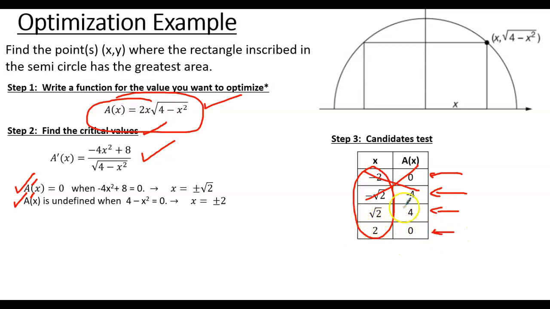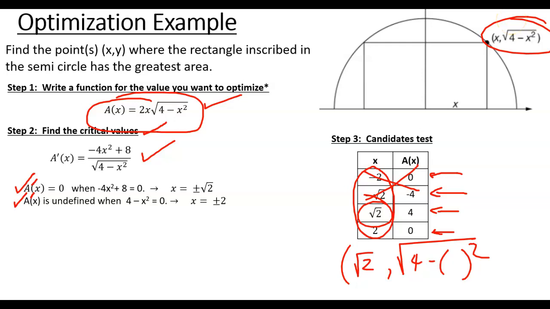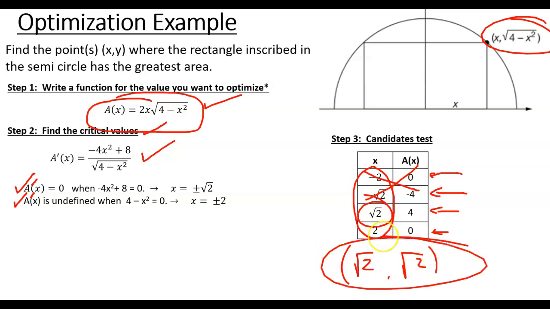And so we could see that right here, the point x, y that will give me the greatest possible area is radical 2. That's the x value. And to find the y value, you just need to plug that into this expression here, because that's your formula for y there. 4 minus radical 2 squared. Radical 2 squared is 2, and 4 minus 2 is 2, and you just end up basically with radical 2. All right, so there's our final answer for that one.